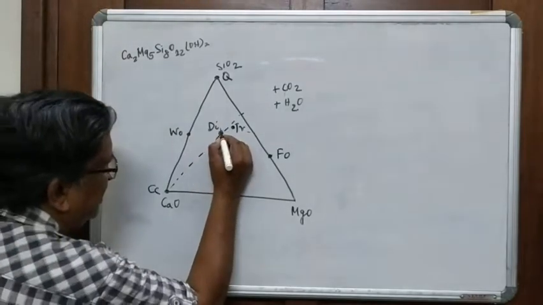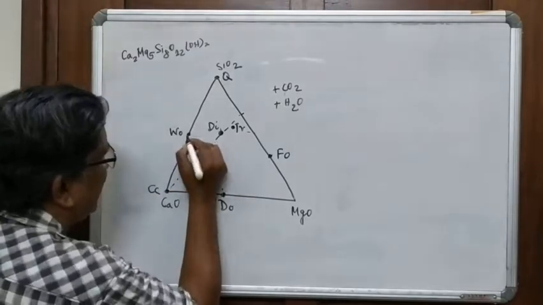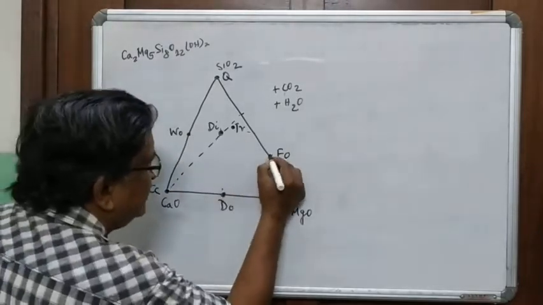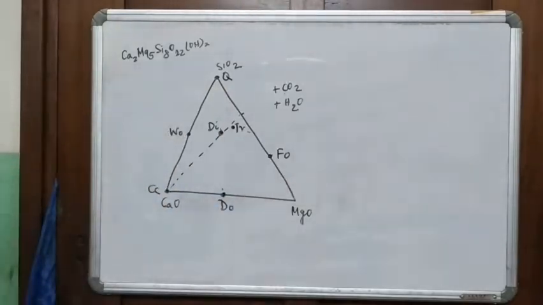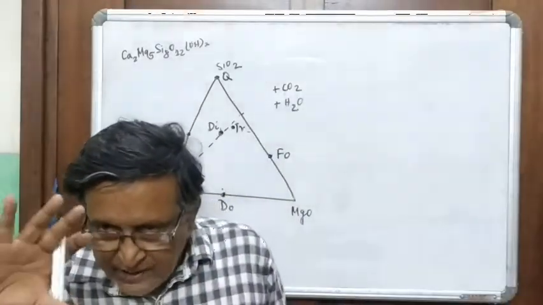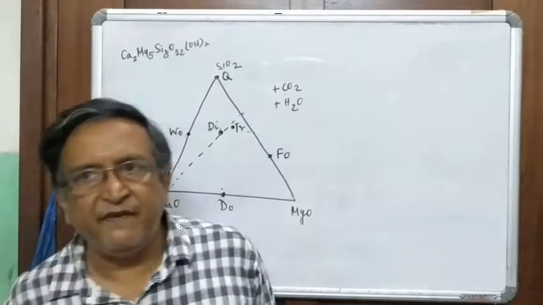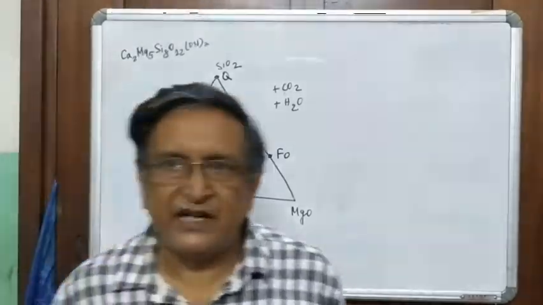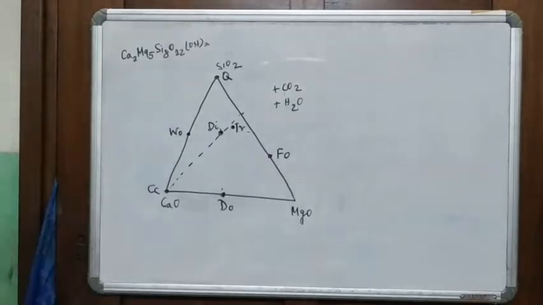Dolomite is here. This is calcite. This is dolomite. This is wollastonite. This is diopside. This is forsterite. This is quartz. And these are the phases that are stable in that range of 450 degrees centigrade to 650 degrees centigrade, roughly. These are the mineral phases that are there.